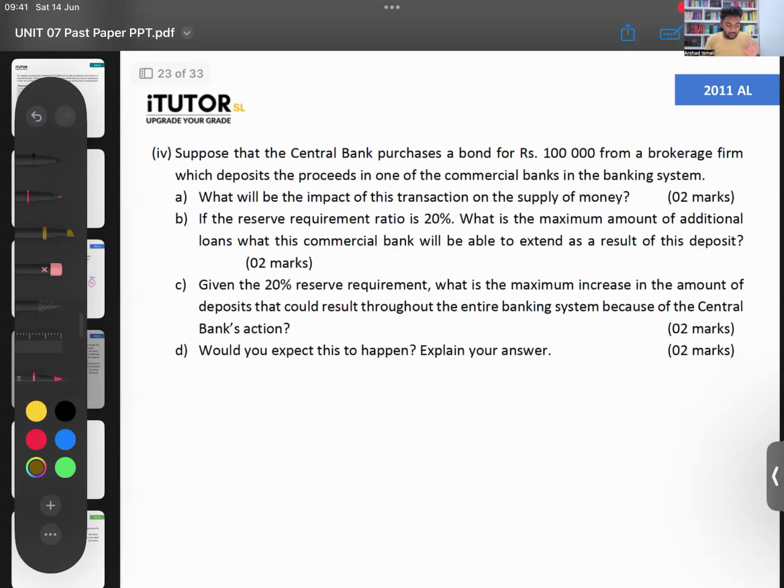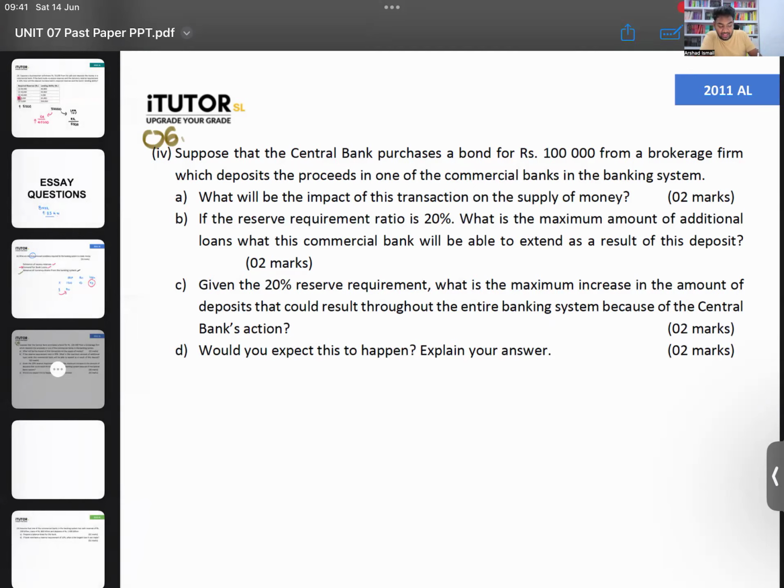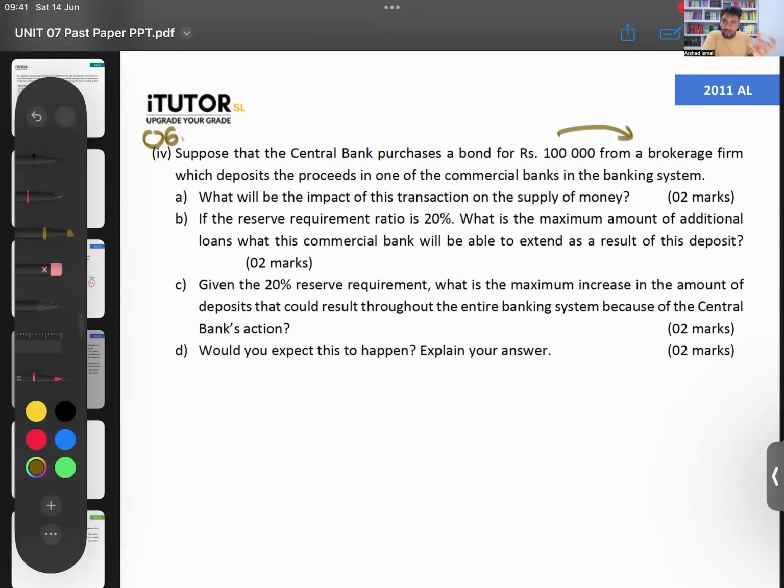Now you have a big question for credit creation. There's an 8-mark question here. Part 4, 2011 A levels. I think this is question 6, part 4. They're saying, suppose that a central bank purchases a bond for 100,000 from a brokerage firm. So there is the central bank, there is a brokerage firm. The central bank has purchased the bond from the brokerage firm. In other words, the central bank has given money to the brokerage firm. Now the brokerage firm has 100,000 and the central bank has bought the bond.